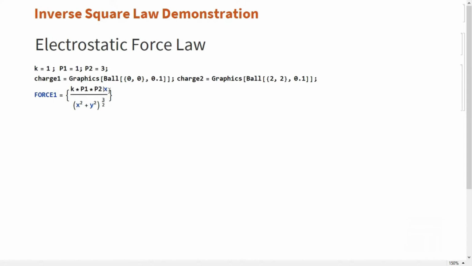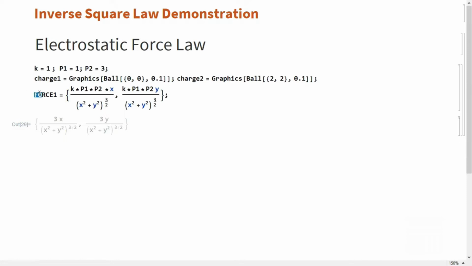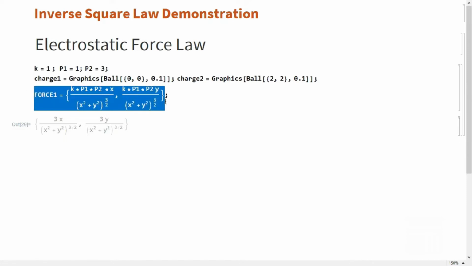The y component will be similar, but you have to put a multiplication symbol over here as well. Instead of x in the numerator, it will be a y. So this is our first force law, and this is working nicely. And you can see that this is actually 3 because k equals 1, p1 equals 1, p2 equals 3. So this is just like this, right? Okay, so let's put a semicolon.